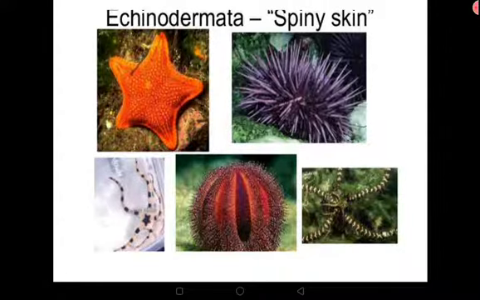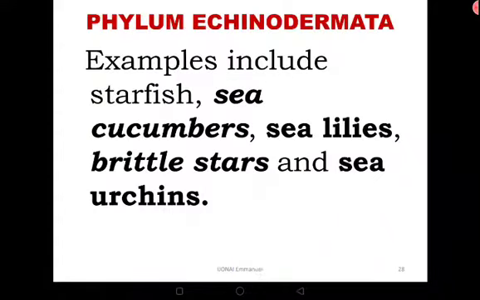Phylum Echinodermata. And that word stands for spiny skin. As you can see there, you can see the sea urchins there with very beautiful spines on their skins. And then you can also see there the starfish and other members of phylum Echinodermata.